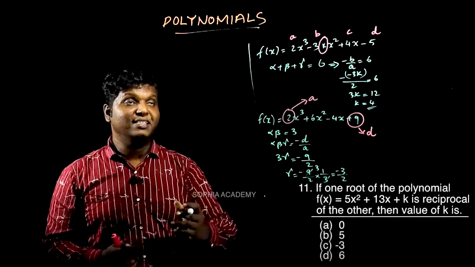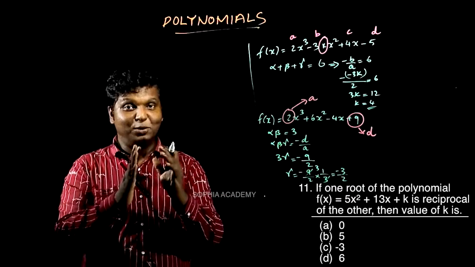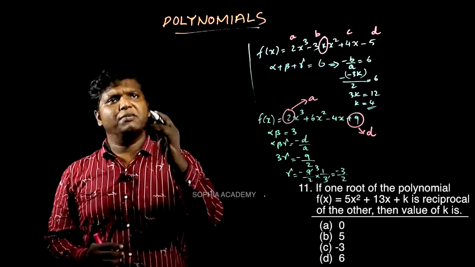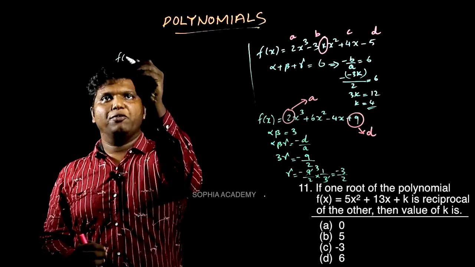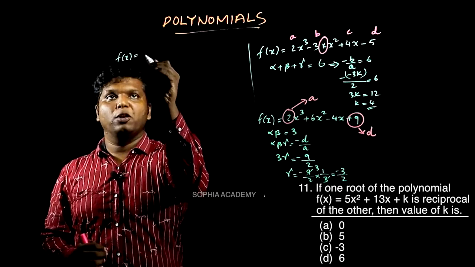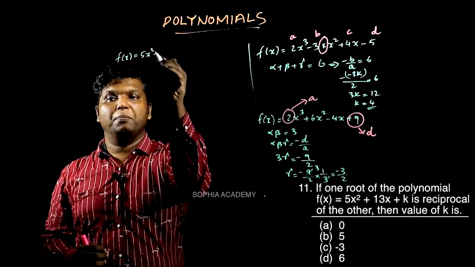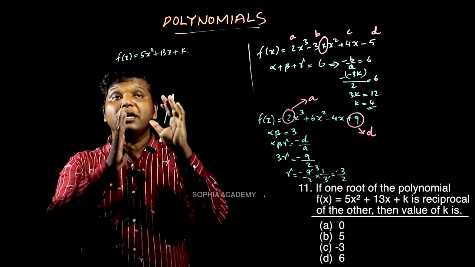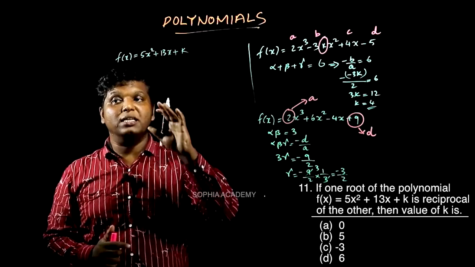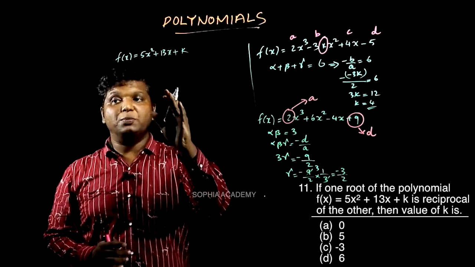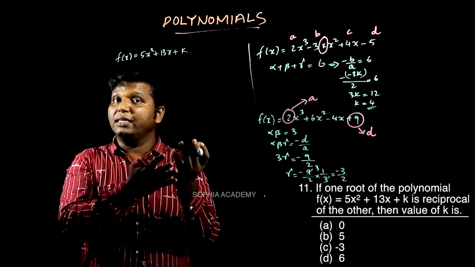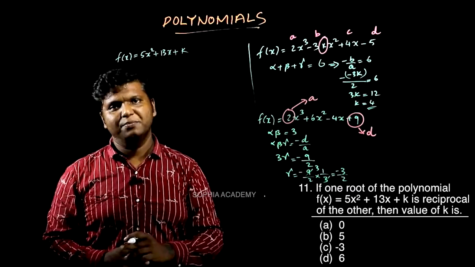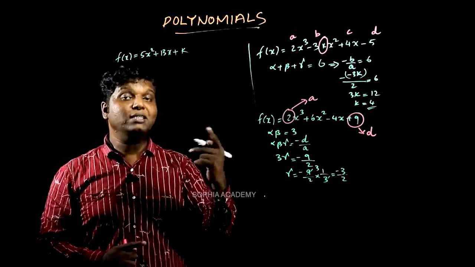So the next question, here it is. It's an interesting question, so let's read the question first. If one root of the polynomial, so here the polynomial is given. Again, let us write the polynomial first. f of x is equal to 5x square plus 13x plus k. So this is the polynomial given. What is the question? If one root of this polynomial is the reciprocal of the other, you have to find the value of k.